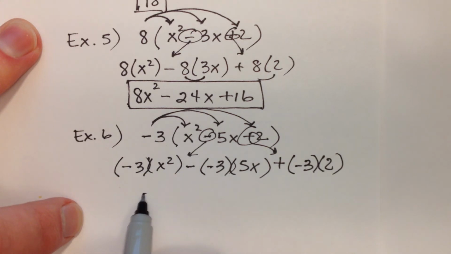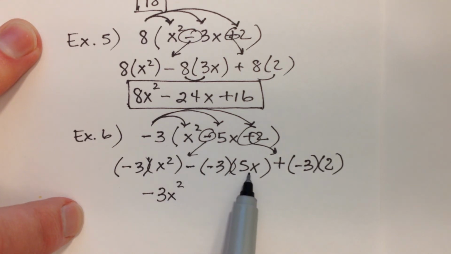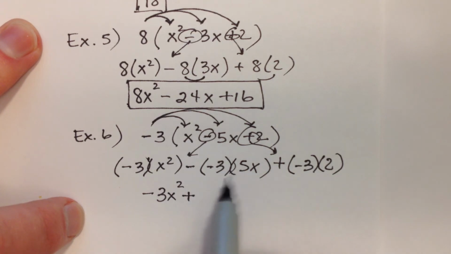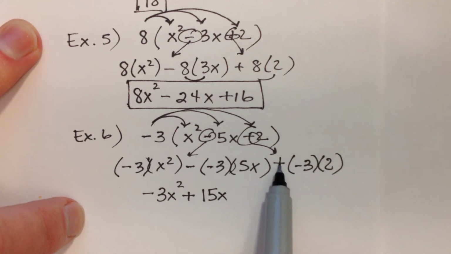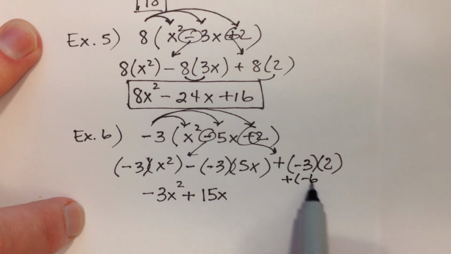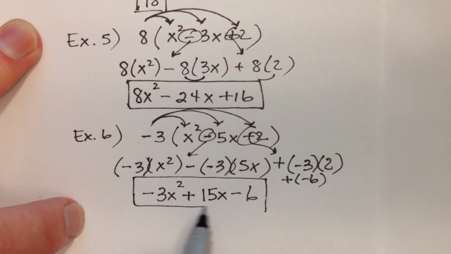Negative 3 times x squared is negative 3x squared. It's the opposite, or we're saying minus a negative 3 times 5x. So I know that these 2 negatives are going to end up making a positive because 2 negatives cancel out and make a positive, or an even number of negative signs. So 3 times 5 is 15, and the x comes along for the ride. And then we're going to say plus negative 3 times 2. And negative 3 times 2 is negative 6, so we're like adding a negative 6, or I could just say minus 6. So there's our answer.